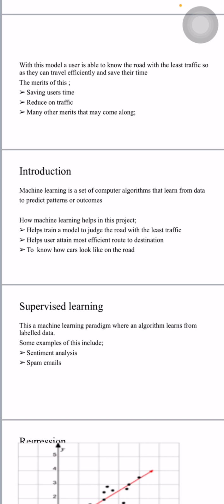How we are using machine learning in our project, first of all, we have to train our model to be able to know what a car looks like, to be able to judge roads that have many cars or plenty of traffic, and to be able to recommend the most efficient route or the most relevant route to be used.